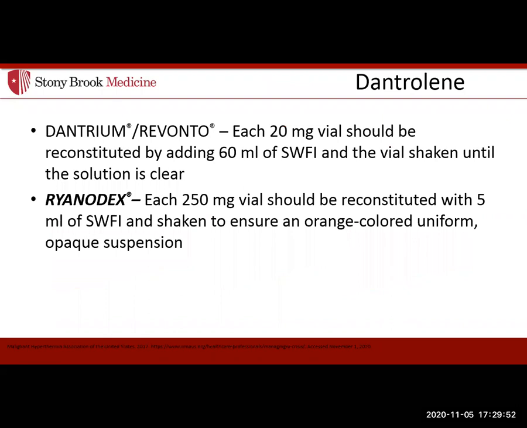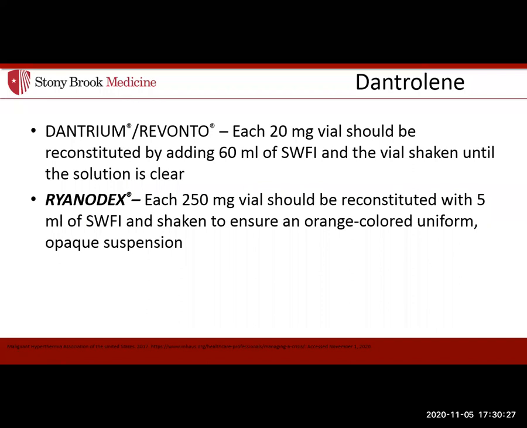So now speaking about dantrolene, we have both Dantrium and Ryanodex. These are the two brand names and the two forms of dantrolene that are available. Now, Ryanodex here at the bottom, which is bolded, is the formulation that we have at Stony Brook. And the main reasoning is due to the way that this medication is prepared. So if you see the older formulation Dantrium, it's a 20 milligram vial that must be reconstituted with 60 milliliters of sterile water for injection, as opposed to Ryanodex, which is a 250 milligram vial that only needs to be reconstituted with 5 milliliters of sterile water for injection.